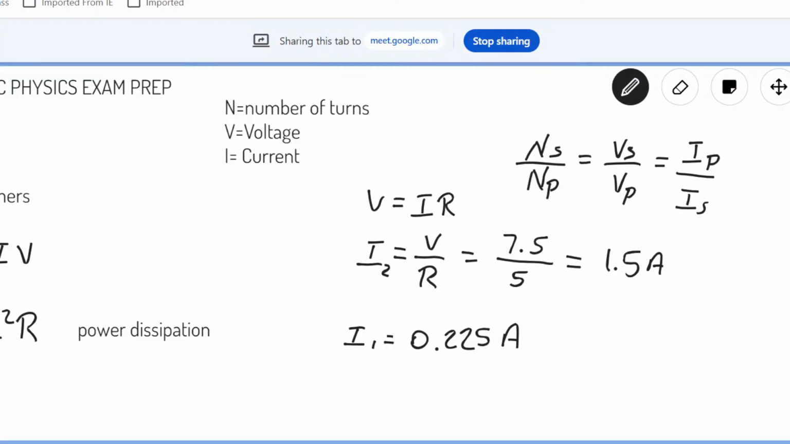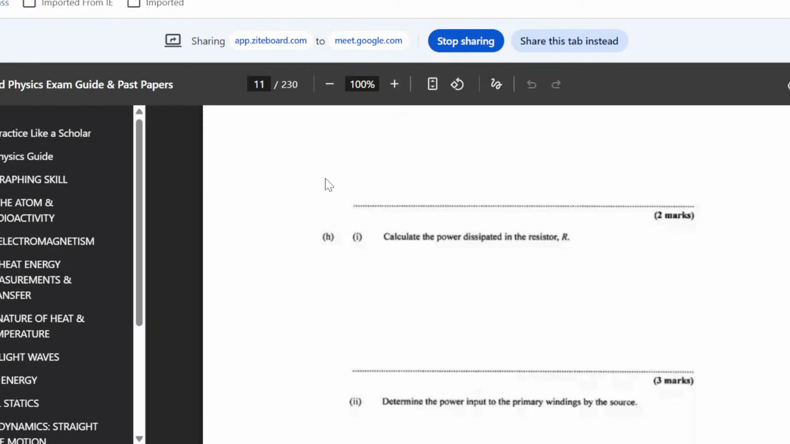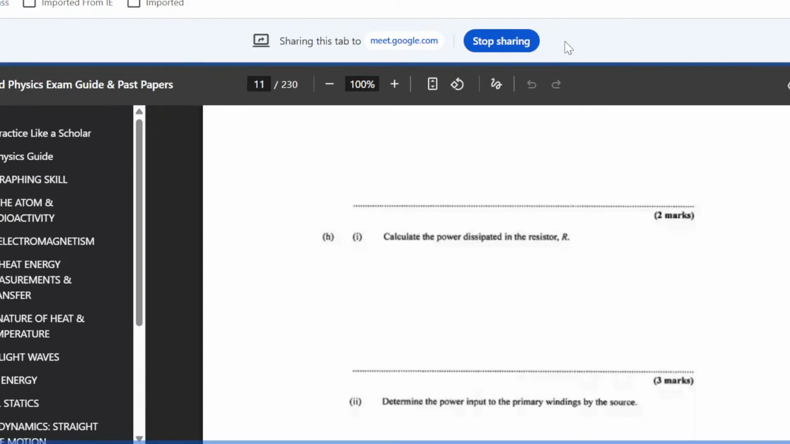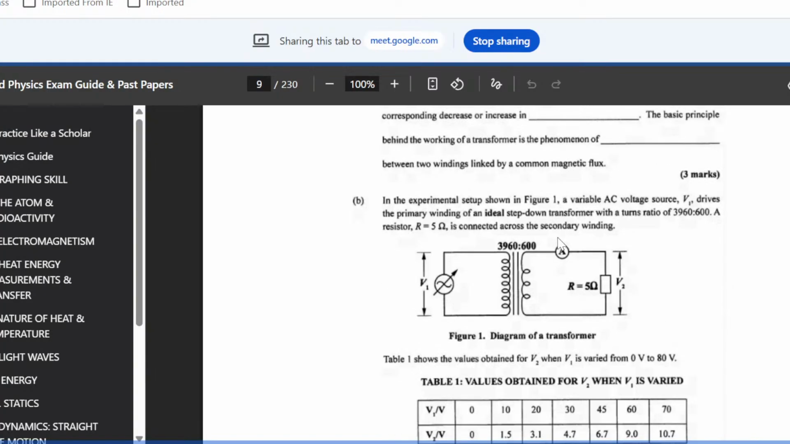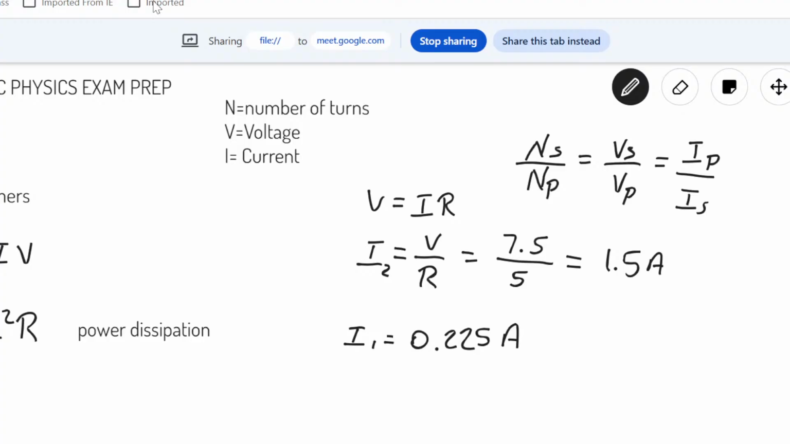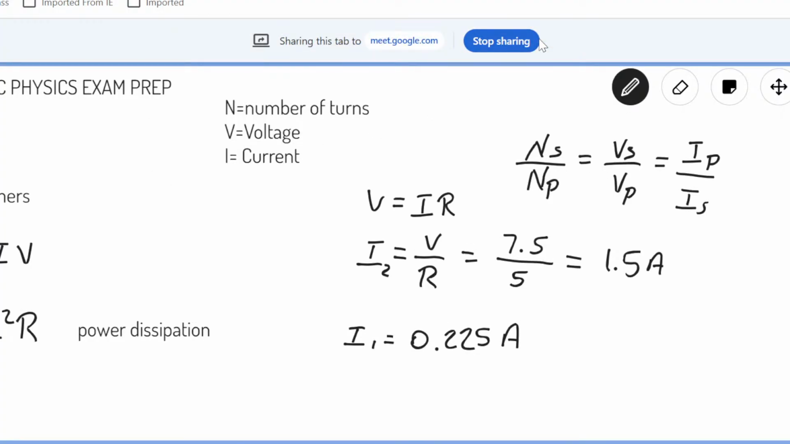I2. You know why you say I2, or you're just saying I2? The resistor is over the side with I2. Exactly. So the resistor is in the secondary windings, connected to the secondary windings. So it has to be the current that's flowing through that particular section. So that's the one we're using. So I squared would have to be 1.5 squared times 5.